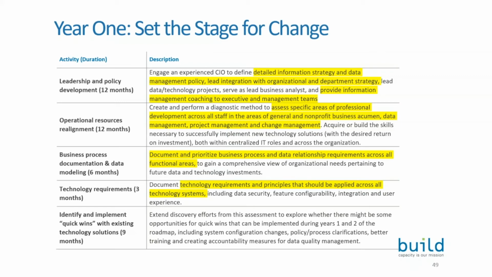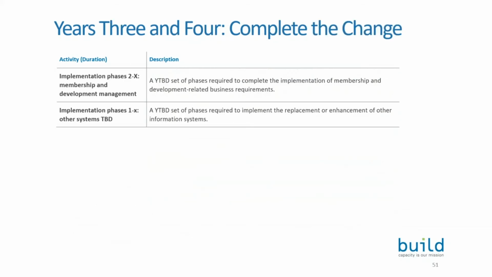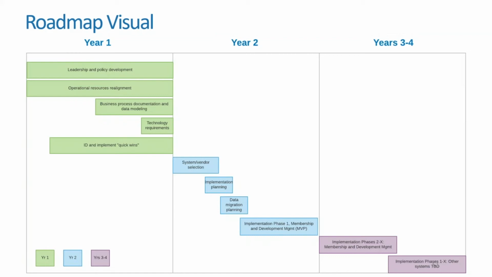This just provides additional detail for all the leadership, operational, business process, and data and technology requirements for the first year. And this is where you get into your super practical areas of recommendation. You want to make sure that, for example, focusing on technology requirements, you want to document technology requirements and principles that should be applied across all technology systems, thinking about data security, feature configurability, integration, and user experience, and so forth for the next two years, however long the duration of the technology roadmap is.